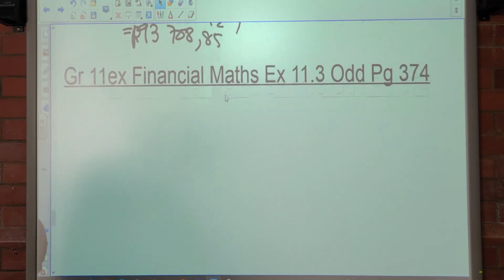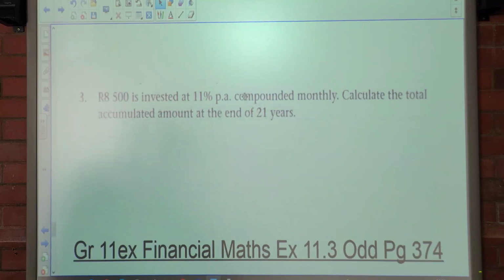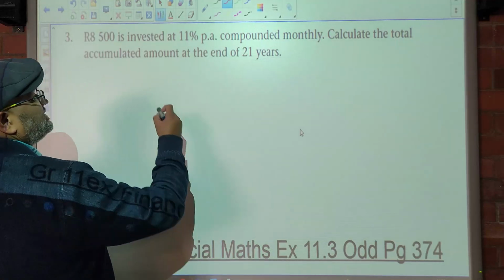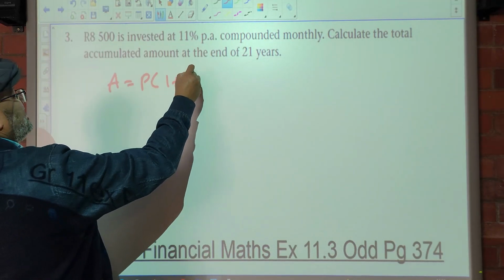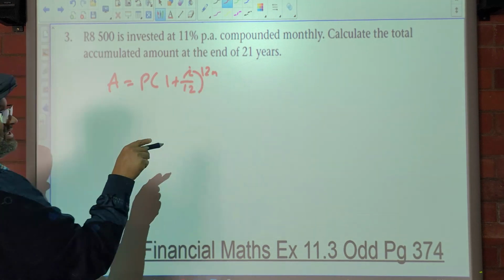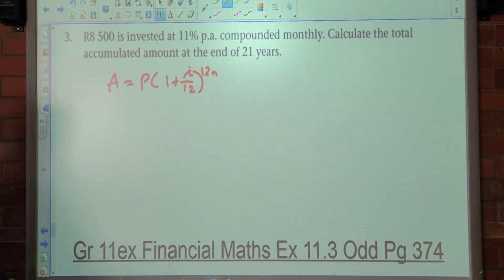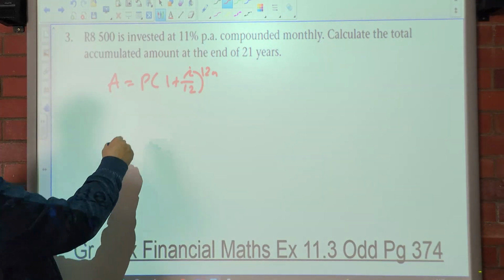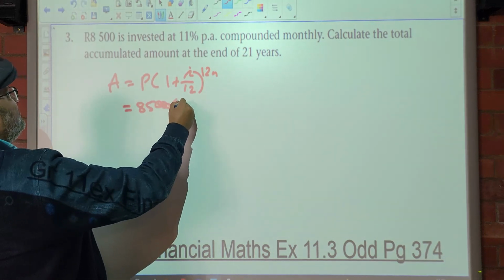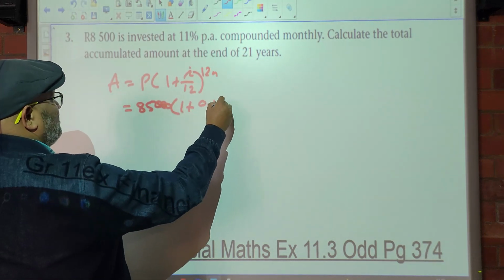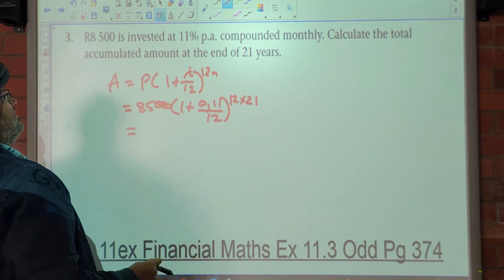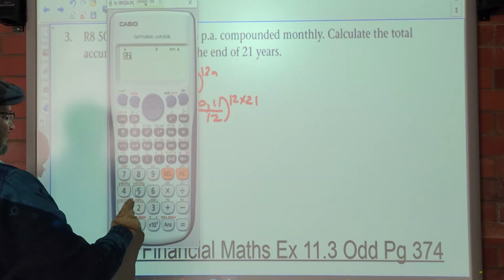Number 3. 8,500 rand invested at 11% per annum compounded monthly. Calculate the total accumulated amount at the end of 21 years. A is equal to P into 1 plus i over 12 to the exponent 12n. This is the last time I'm writing it like this. You don't have to put the over 12 and the exponent 12; it's just to remind you. How many years is this for? 21 years.